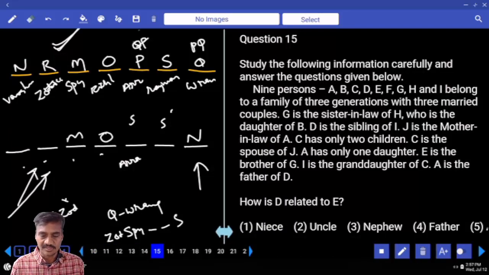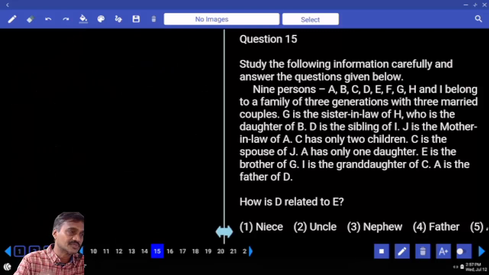Now in this 15, it is based on a family tree. Now blood relations are first or the second priority, and definitely under the first priority. Then 9 persons were there, and 3 generations and 3 married couples. Now 3 married couples means how many persons got married? 6 persons got married. And G is the sister-in-law of H. H is the daughter of B.